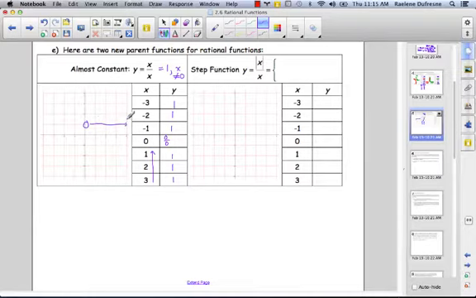And that hole in the graph occurs when x is 0. In other words, we have a hole at the x-coordinate that made y indeterminate. In the case of the step function, we know that we can replace the absolute value of x with either negative x or positive x, depending on whether x was less than 0 or greater than or equal to 0.